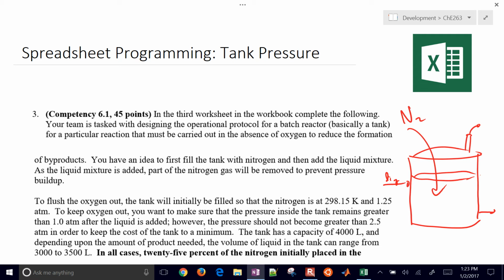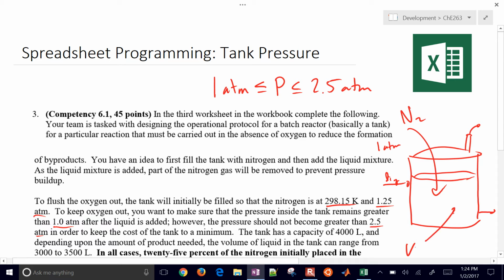Okay, so we're going to flush it out. The nitrogen is going to be at 298.15 Kelvin and 1.25 atmospheres. We also want to make sure the pressure inside the tank remains greater than one atmosphere. You have one atmosphere for the air that's outside, and we want to make sure that nothing gets in, so we don't want any kind of vacuum in there. And we don't want to go over 2.5 atmospheres. So the first constraint is that we can't go over 2.5, and we've got to stay above one.